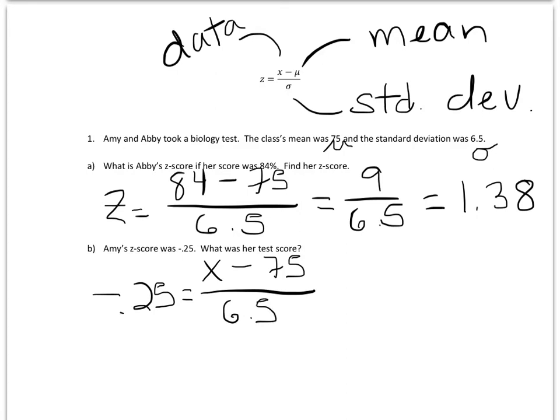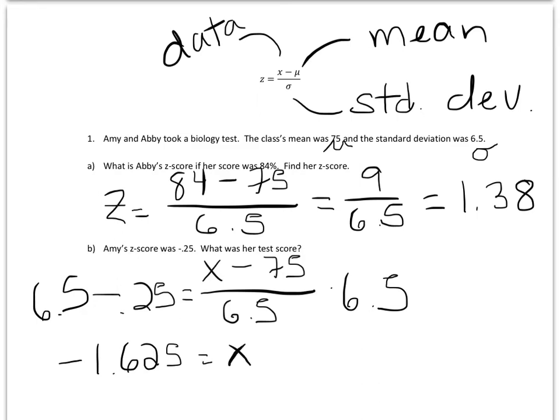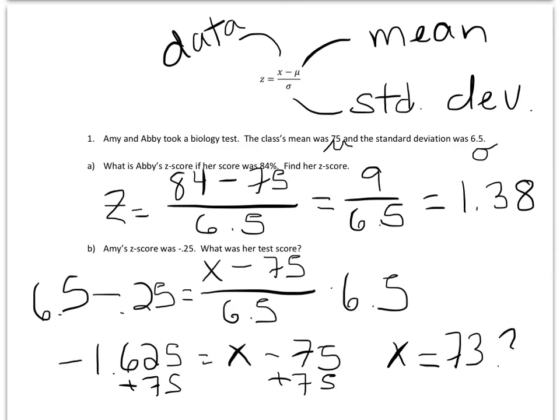How are we going to solve an equation like this? I've got x in the numerator, right up here, and I need to get rid of this 6.5. And how do we do that? That's right, we're going to multiply both sides by the denominator. So we have negative 1.625 is going to equal x minus 75. And then now all we're going to do is add 75 to both sides. So our data point, or Amy's test score, is going to be 73.375.